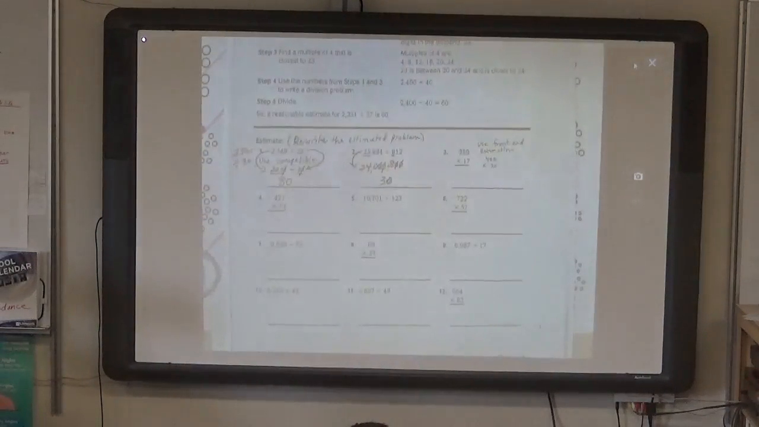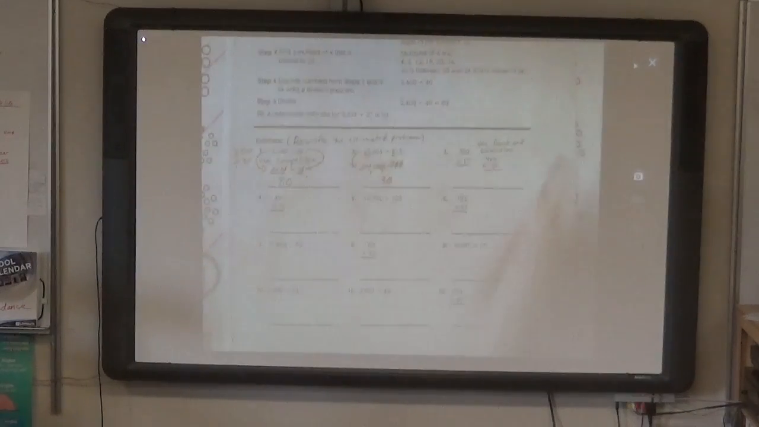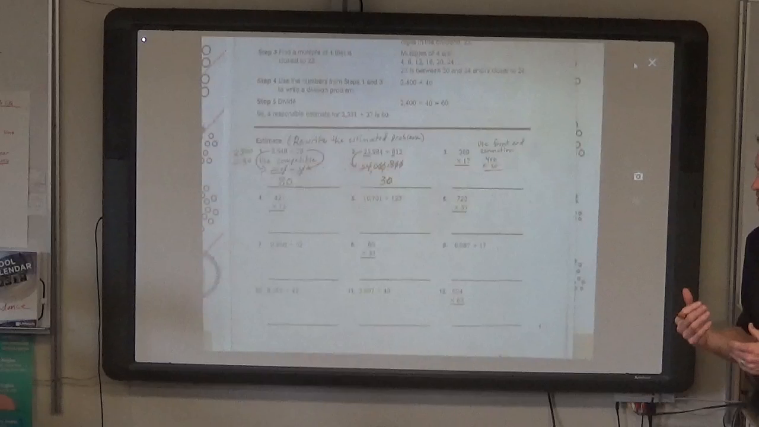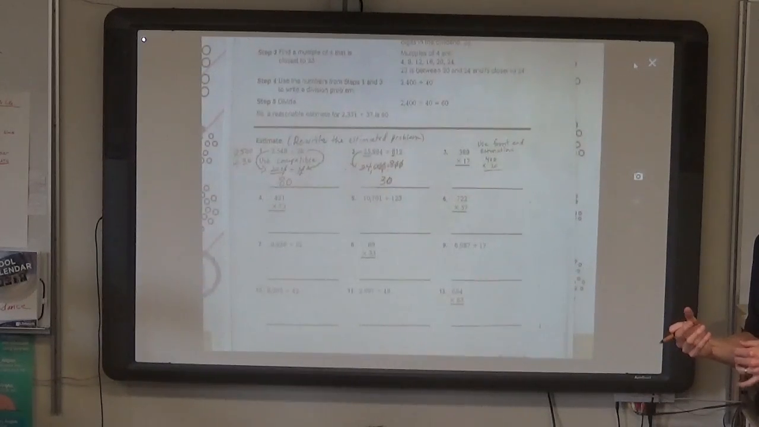Now, let's go on to a multiplication problem. It says, use front-end estimation when you're doing multiplication problems. So, we want to round these numbers so that we can multiply them using just our knowledge of the basic facts. Okay?